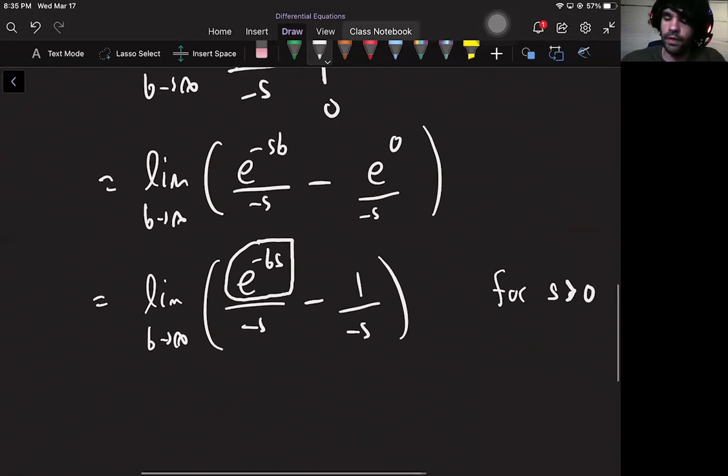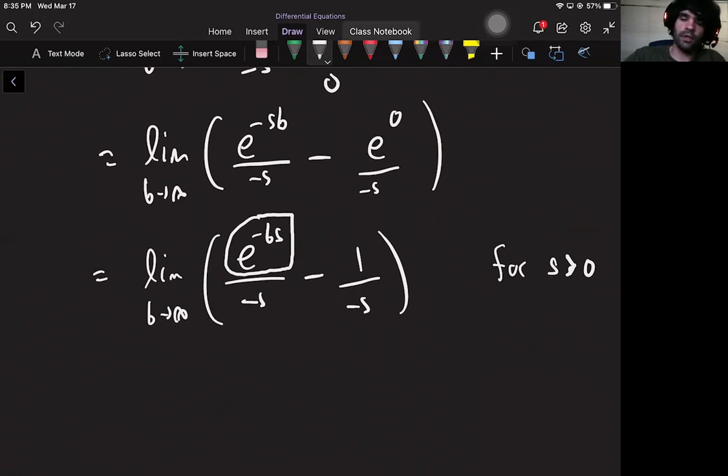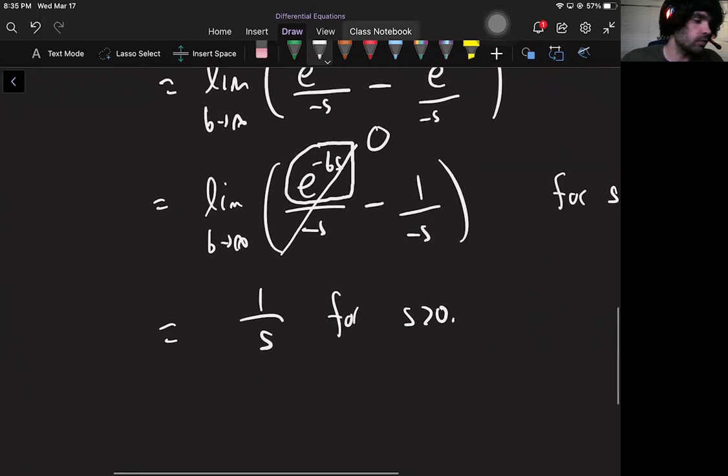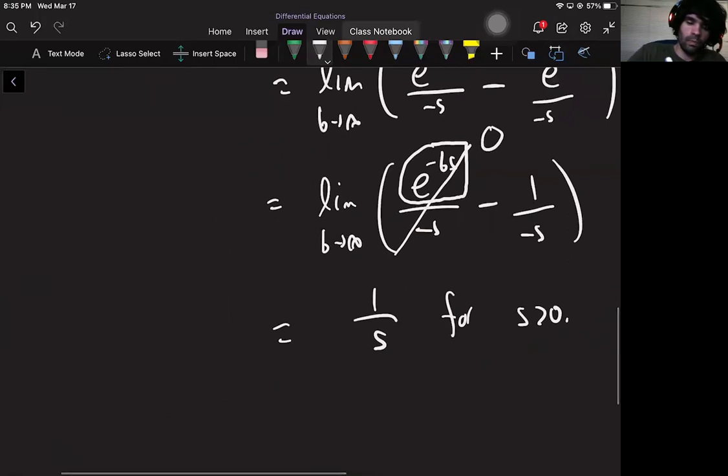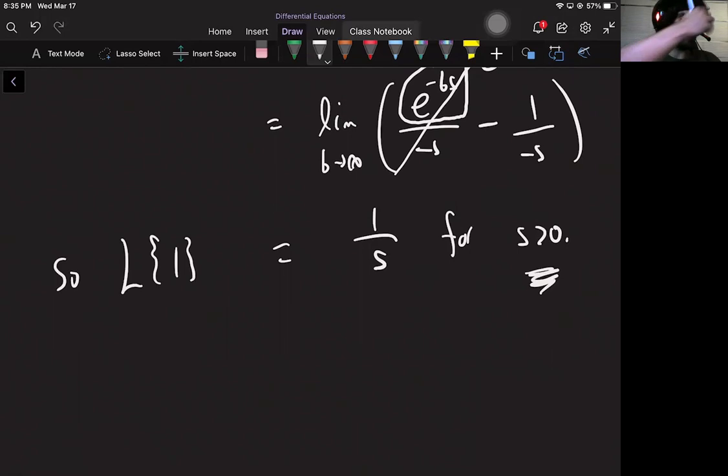It'll go to infinity. But as long as s is positive, then as b gets really, really big, this divides by a really tiny number. And so this goes towards 0. So then I just get 1 over s, because these two negatives are canceling over there. So that's the Laplace transform of 1. But it's only viable when s is greater than 0. Okay, let's do another one.